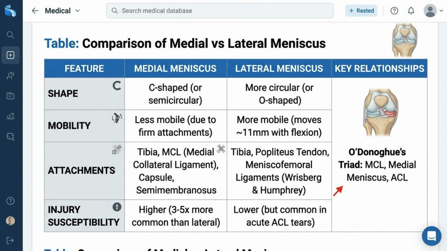These relationships become particularly relevant when understanding combined ligament and meniscal injuries. Think of the menisci as the knee's load management system. They distribute compressive forces over a large surface area. They absorb shock, improve joint congruence, contribute to stability, and assist in lubrication and proprioception. So, when meniscal tissue is damaged, the consequences extend beyond simply causing pain. The mechanics of the entire joint can be affected.